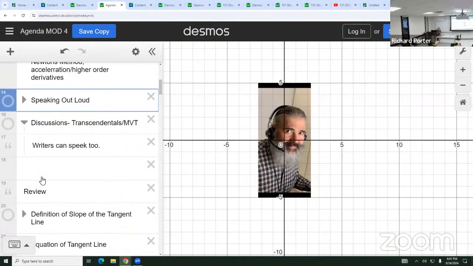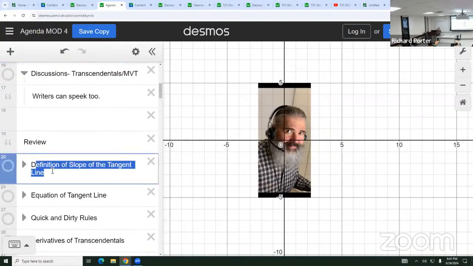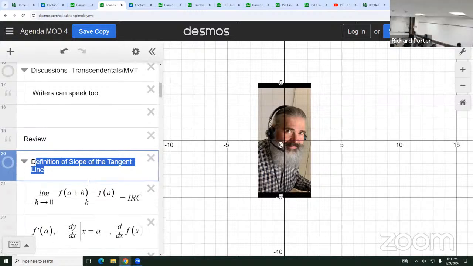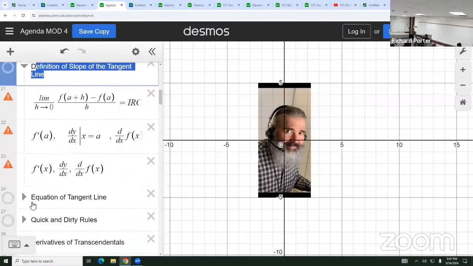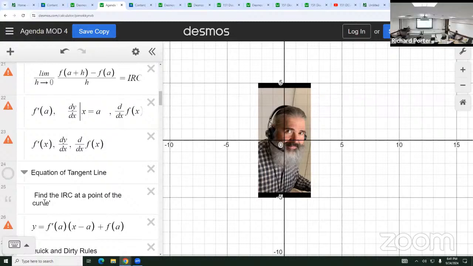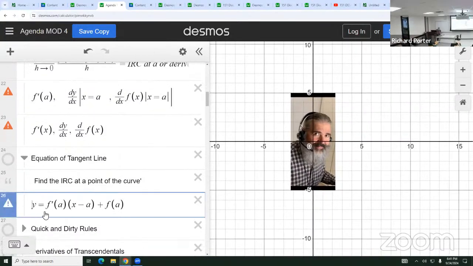All right. So let's review what we did last time. Remember, we did the definition of the slope of the tangent line. That was the definition, and then there were different notations for it. And then there was the equation of the tangent line. You can write it this way: the derivative times x minus a, plus the function evaluated at a.